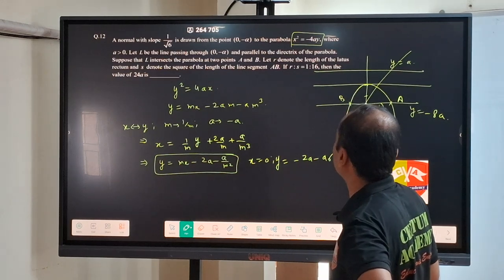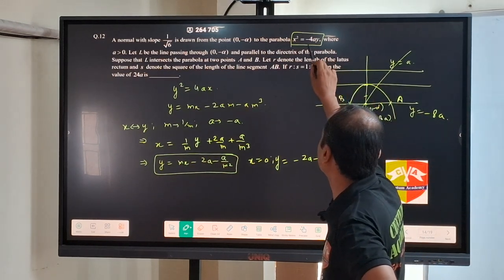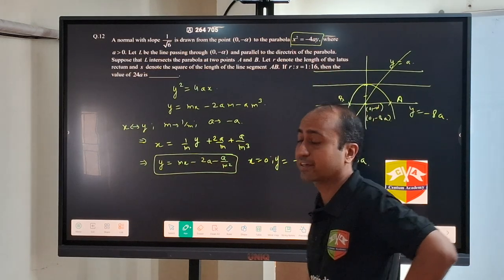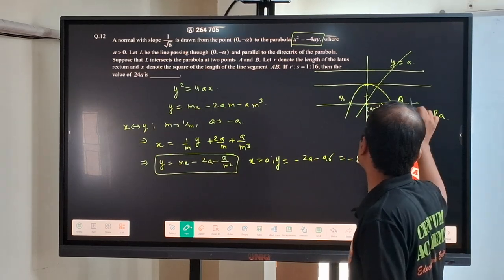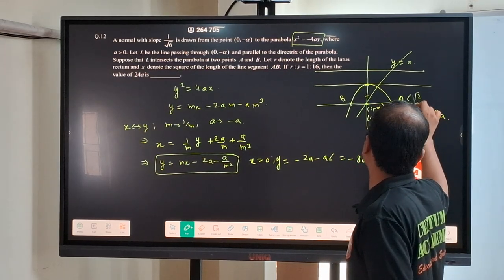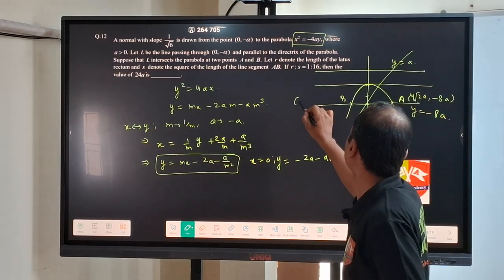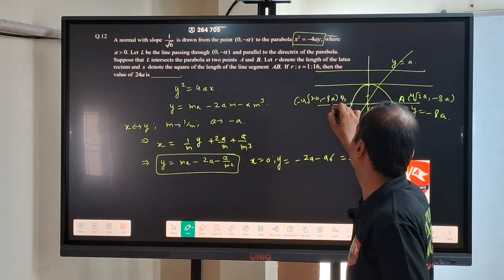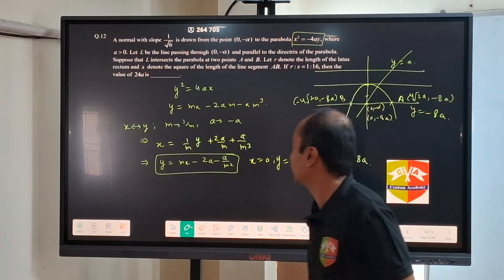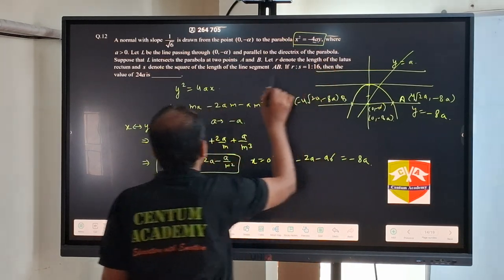Where does this line cut the parabola x square equals to minus 4ay? If you put y equals to minus 8a, it will become x square is equal to 32a square. So x will be 4 root 2 times a, and 4 root 2 times a with the negative sign. And what is the value of y? Minus 8a. This point is minus 4 root 2 times a, minus 8a. So we know AB. We also know the length of latus rectum of this parabola is 4a.